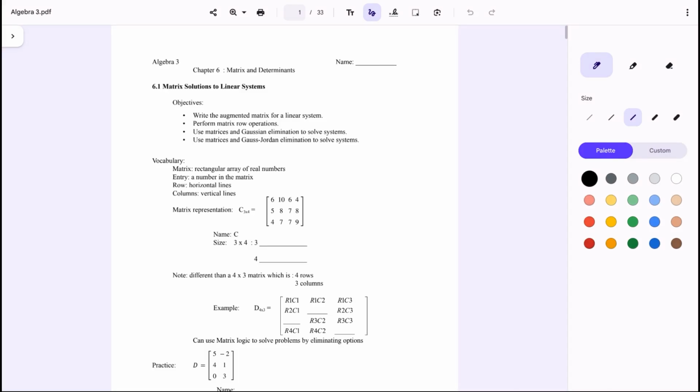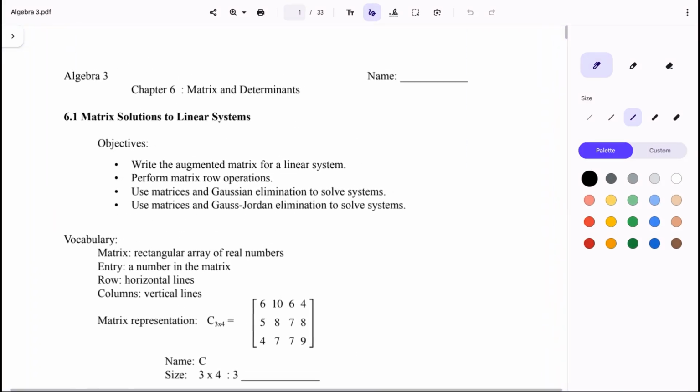This is the last, this is like a draft. Okay, so we all should have our new packets here.